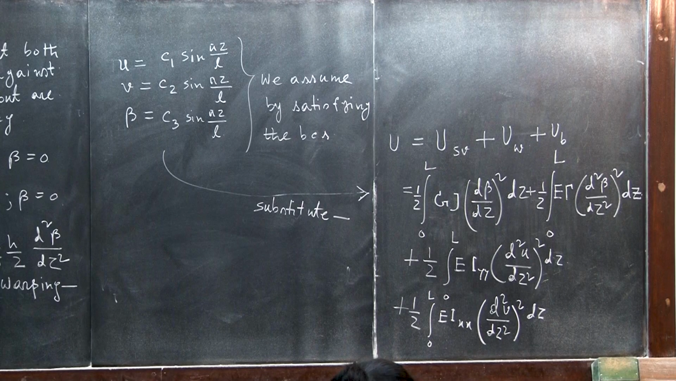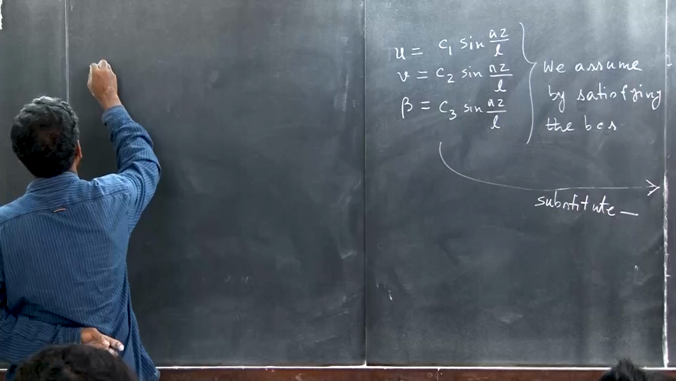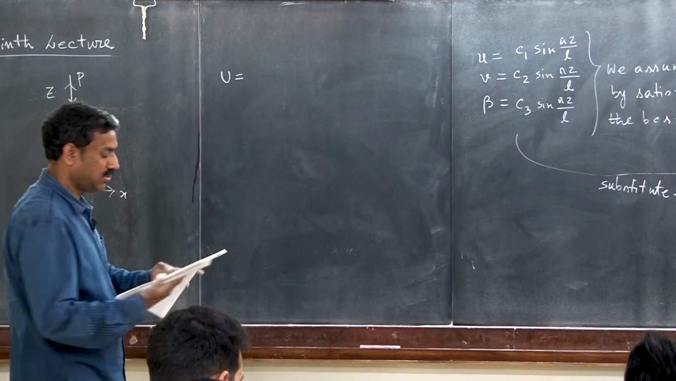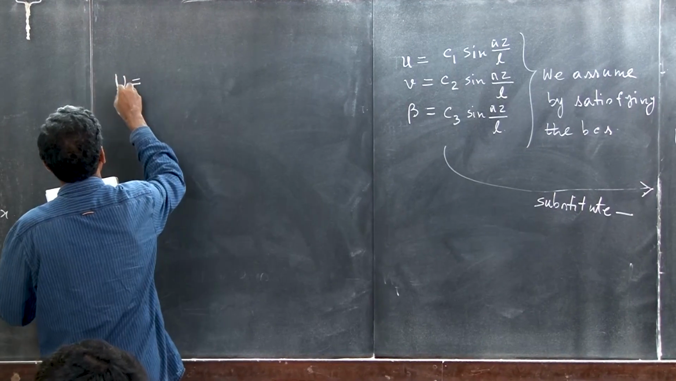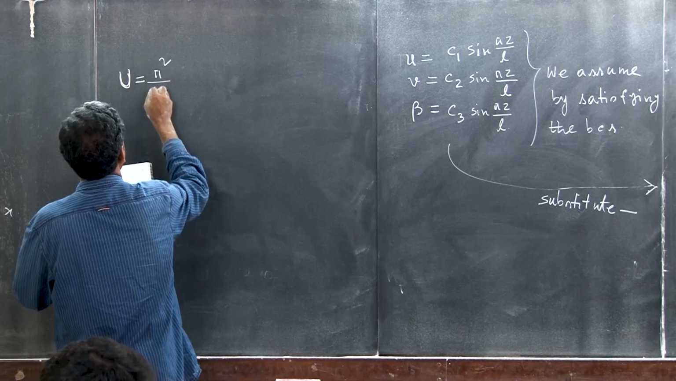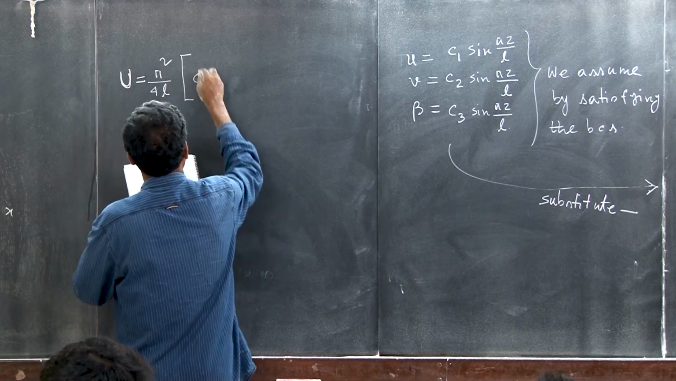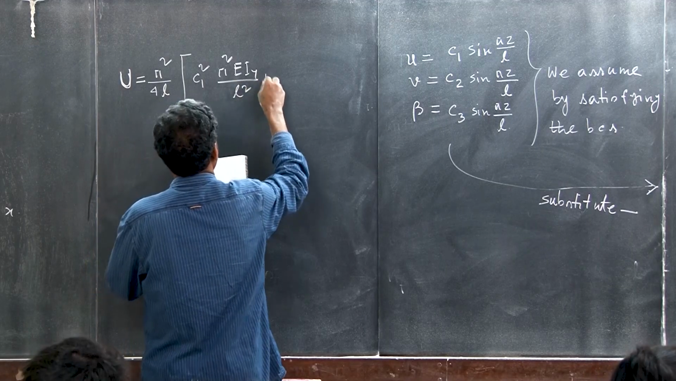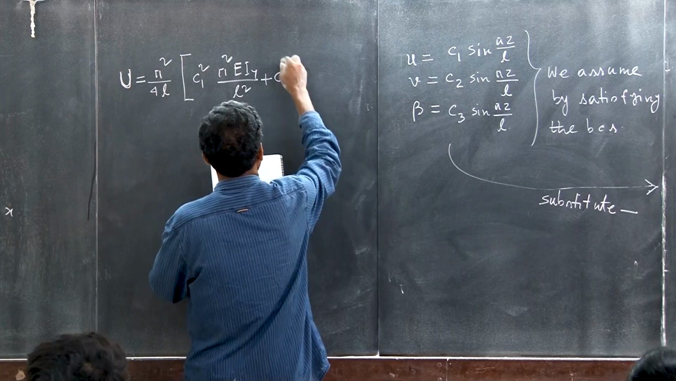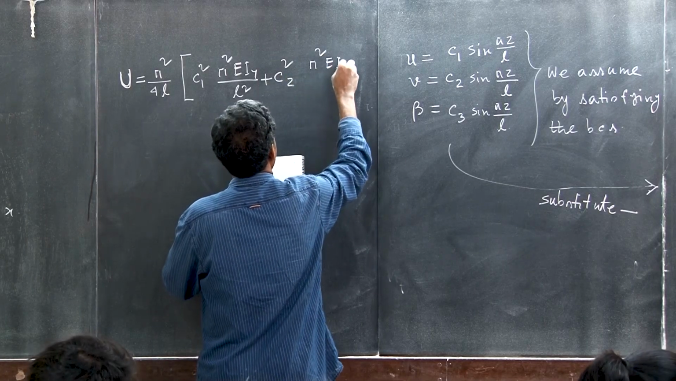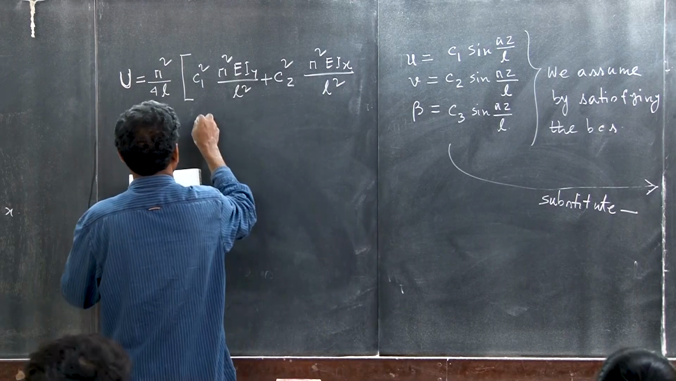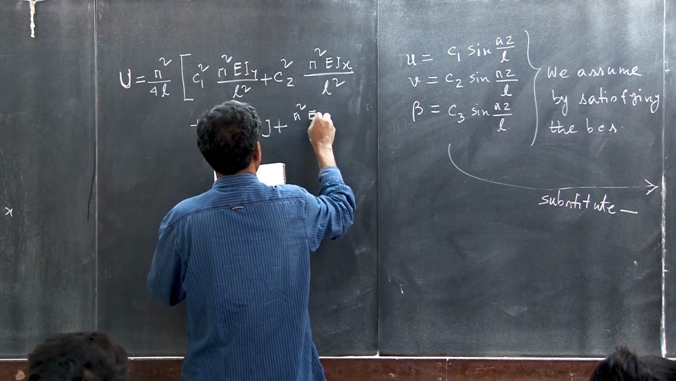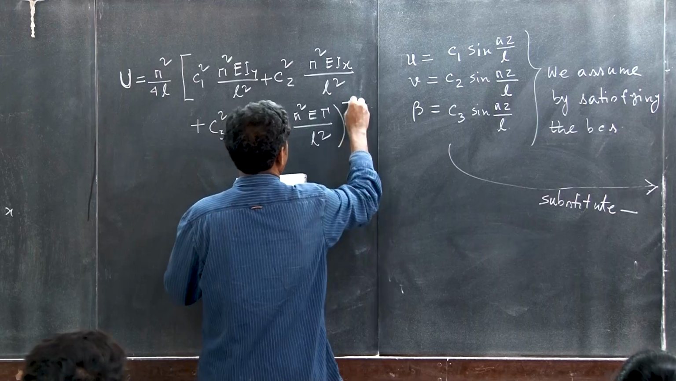So I am removing this, and I am going to write the final expression. Substituting this, E will be π²/(4L) times [C1² EIy/L² plus C2² EIx/L² plus C3² (GJ + π² EΓ/L²)].